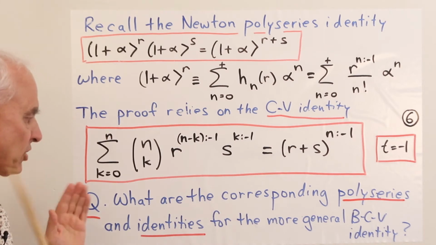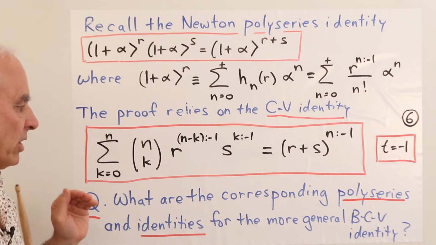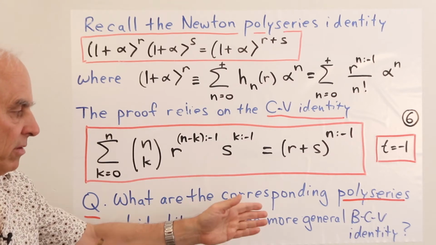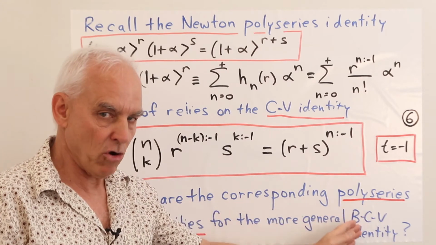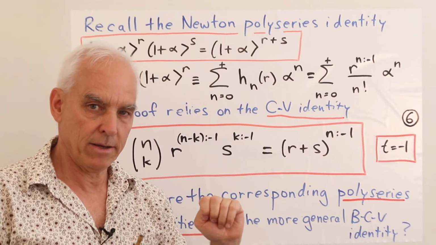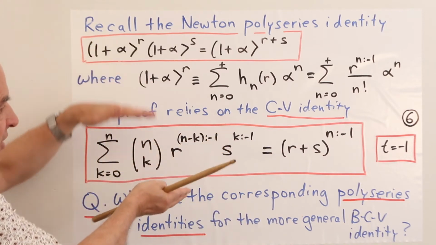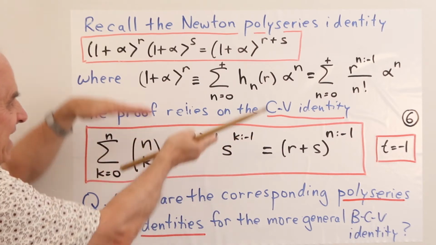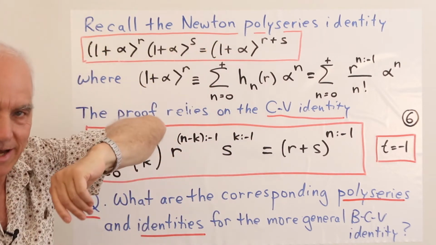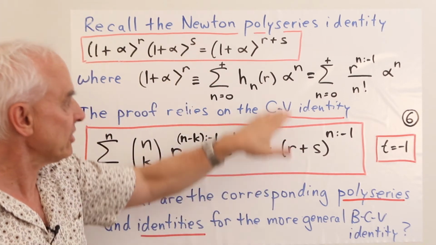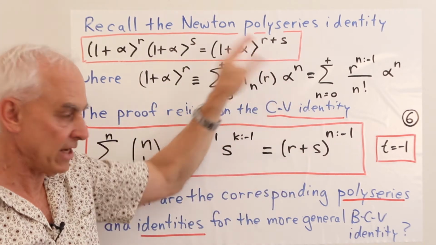So a very natural question for us now is, what are the corresponding polyseries identities for the more general BCV, Binomial Chu-Vandermonde identity? Okay. Motivated by the connection between the Chu-Vandermonde identity and the Newton polyseries identity, it's really this one here that we're really interested in. This is a stepping stone to this, a way of understanding this.